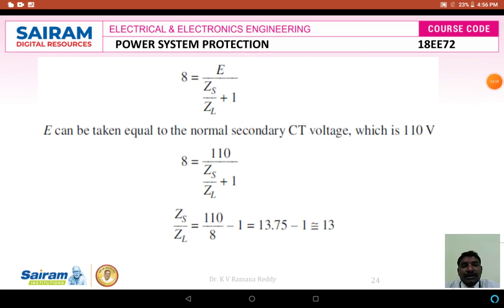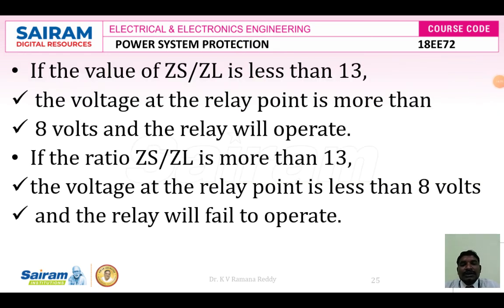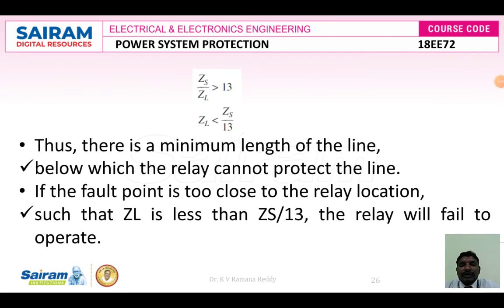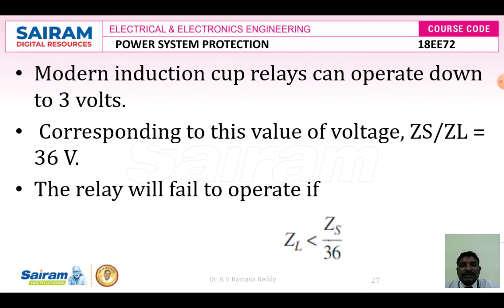Whenever the overall impedance value, that is the ZS by ZL value of the distance relay, is less than 13, the relay will operate. If it is more than 13, the relay won't operate. With 8 volts of electrical power supply, the relay will fail to operate. So according to this principle, the relay will function and appropriate protection takes place, and we are isolating the faulty section of the system from the healthy section of the system.